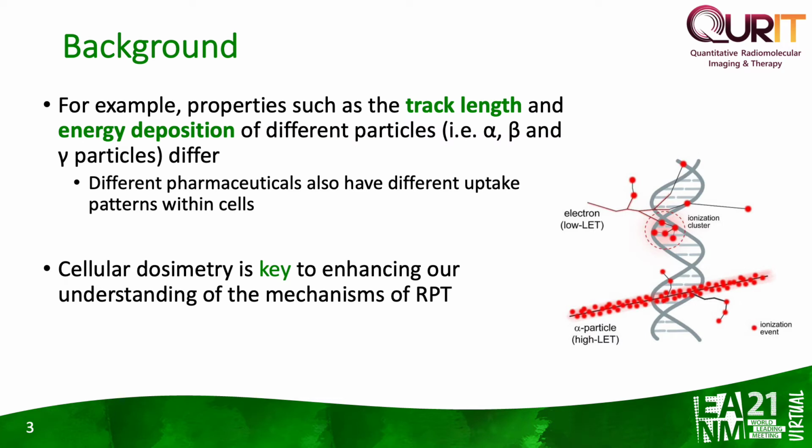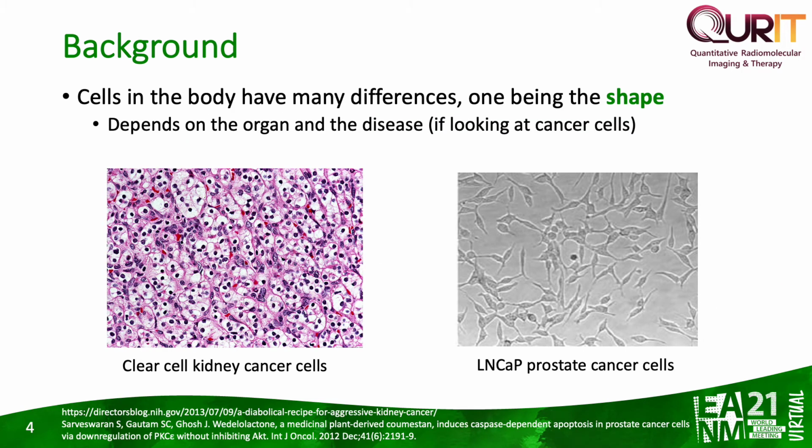Therefore, cellular dosimetry is key to enhancing our understanding of the mechanisms of radiopharmaceutical therapy. Cells in the body have many differences, and the one that I'll be looking at today is the shape of the cell. The shape of a cell depends on the organ, as well as the disease if you're looking at cancer cells. For example, in the purple image on the left, we have clear cell kidney cancer cells, and as you can see, they're approximately spherical in shape.